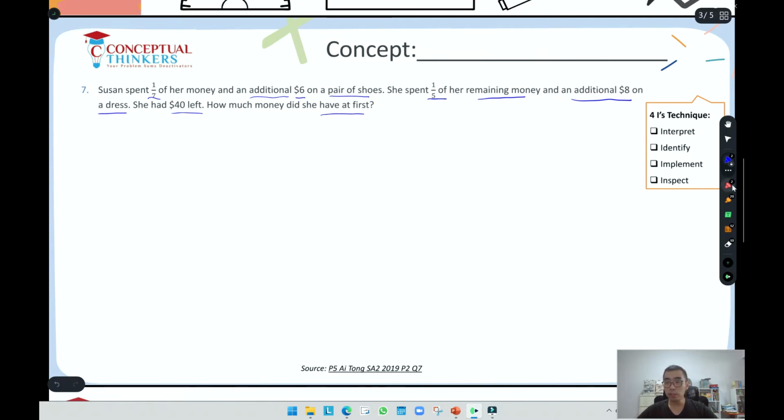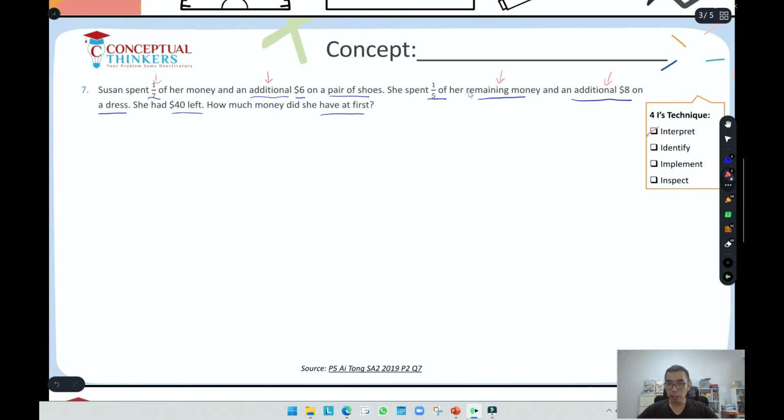Okay, so there's a few things that we notice while we are trying to interpret the question. First we notice that there's a word additional, and it involves a fraction. Then after that she spent 1/5 of her remaining money, so that's a remaining concept here. With an additional $8 on the dress, she was left with $40. So we need to find the amount of money that she had at first.